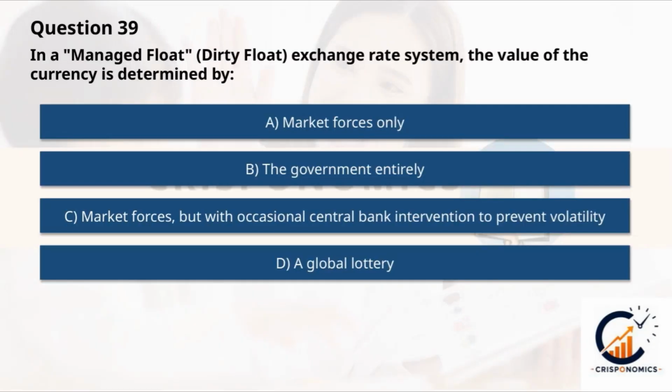In a managed float exchange rate system, the value of the currency isn't left to the market alone. Instead, it's mostly guided by market forces, but with a twist: central banks step in from time to time. They do this to keep things stable, preventing wild swings that could disrupt the economy. So, it's a mix. Markets set the tone, but governments keep a watchful eye, ready to intervene when needed. This balance helps maintain order in an otherwise unpredictable world.